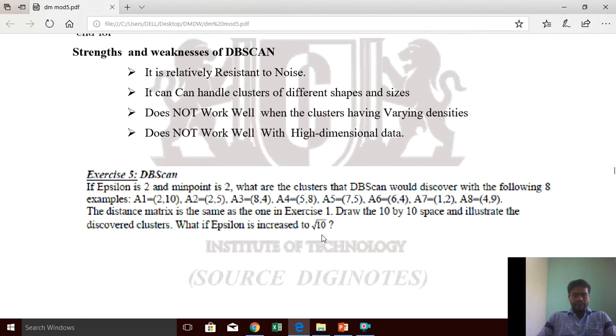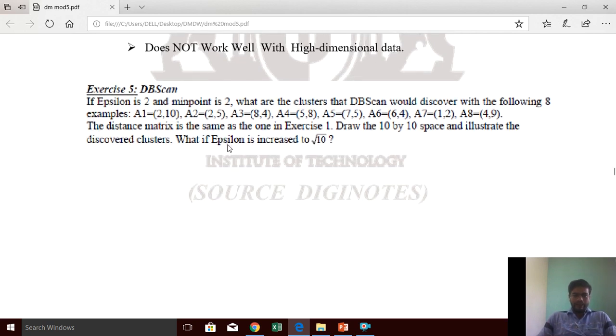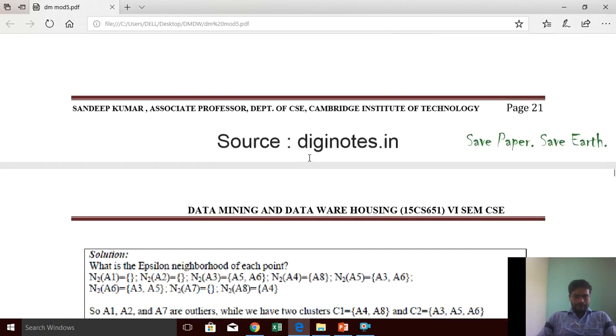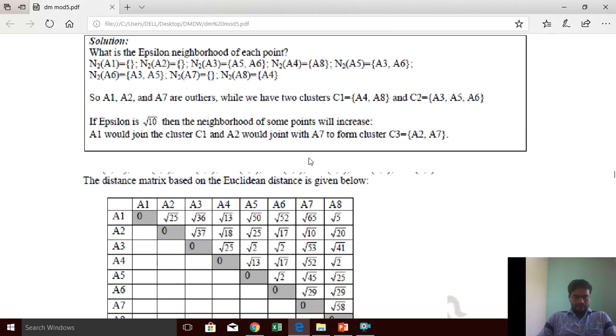What if epsilon is increased to root of 10? Before, with epsilon equal to 2, the radius of the circle was 2. Next, the radius of the circle is increased to root 5. Then what happens? So let us take the solution: what is the epsilon neighborhood of each point?